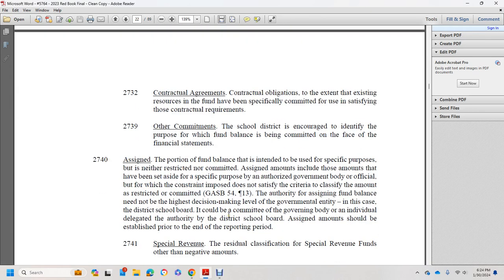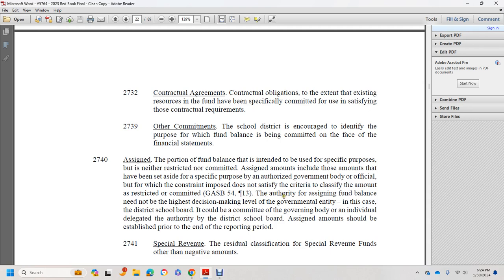27 to 40, assigned. The portion of the fund balance intended to be used for a specific purpose that is neither restricted nor committed. The assigned amount includes amounts that have been assigned for the specific purpose by the authorized government body or official, from which constraints are imposed, as unsatisfied criteria for classification as amounts restricted or committed, per the Governmental Accounting Standards Board.